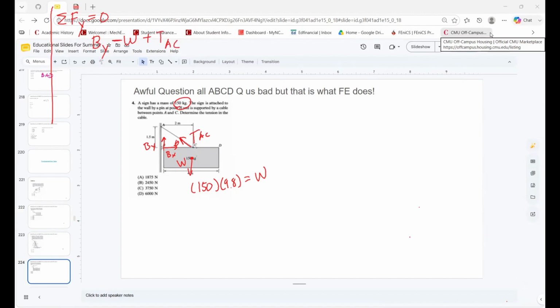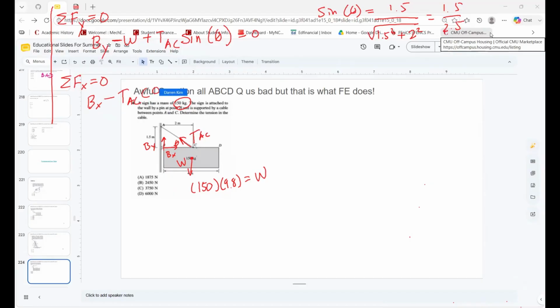So this angle projects this way, which is the side over here, which is going to be sine of theta equals 0. And this sine theta will be classified as 1.5 divided by the square root of 1.5 squared plus 2 squared. The square root of 1.5 squared plus 2 squared equals 2.5, so it's 1.5 divided by 2.5. Summation of Fx equals 0. Bx over here is positive, and then we can do minus TAC cosine of theta equals 0.